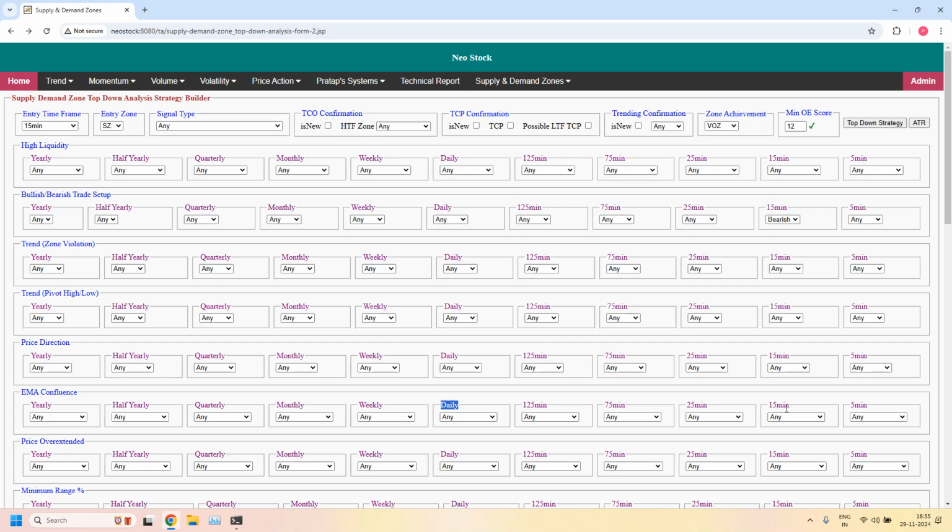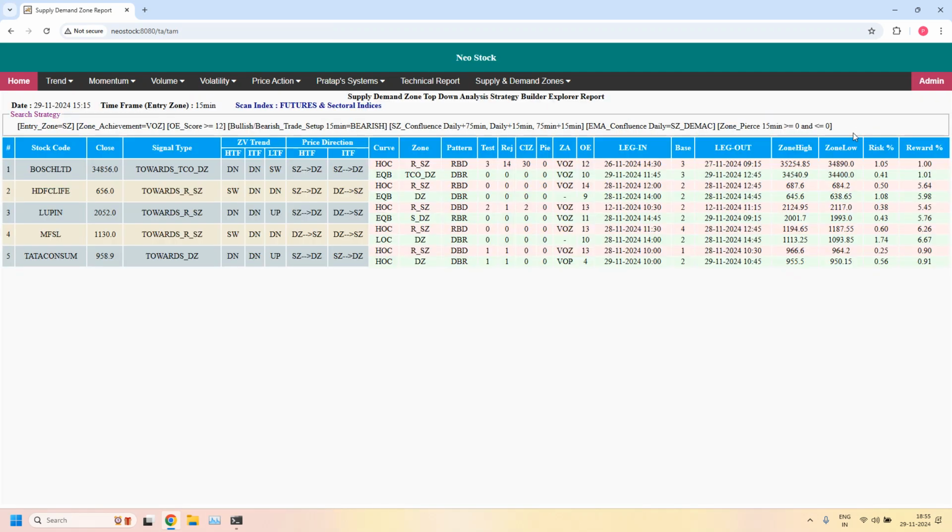Why daily? Because the 15-minute supply zone together with the 75-minute supply zone are part of the daily supply zone. Part means they are overlapped. So that's why if the daily supply zone is having daily EMA confluence, they are even more high probability trade setup supported stocks. Let's filter. We got all the 5 stocks. In the 5, the second and the fourth you need to eliminate because the trend is sideways. So the remaining 3 stocks, the trend is a downtrend. So they are even more high probability supported bearish trade setup stocks for daily income trade.